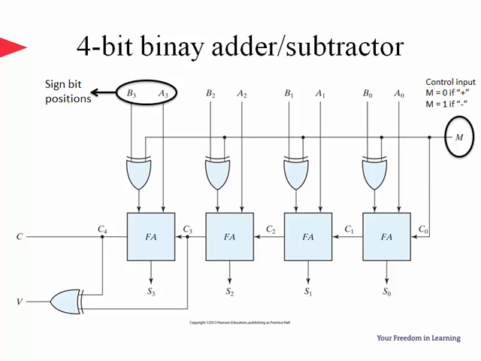Therefore, to be able to detect if C3 and C4 are different, we apply an exclusive OR logic operation to these outputs to generate V, shown in the figure. If V is 1, then the 4-bit result of the number does not fit, and the actual sign bit is shifted out to the 5th bit position.